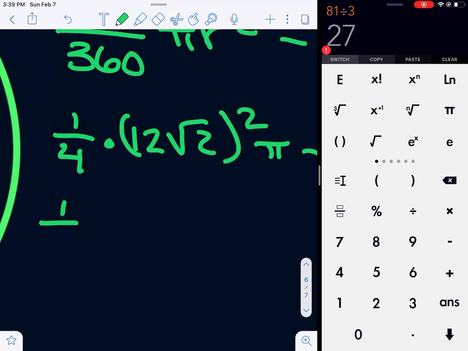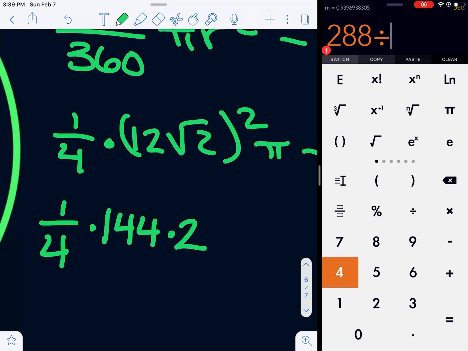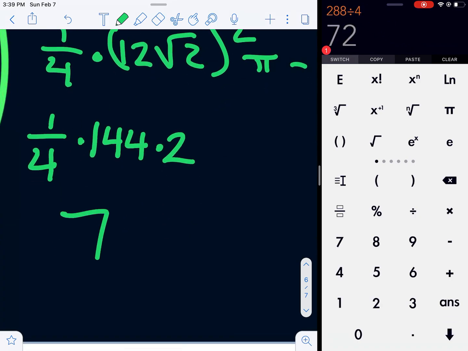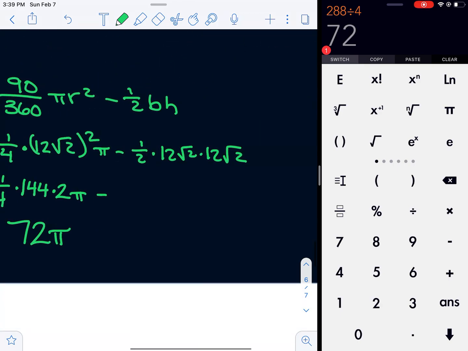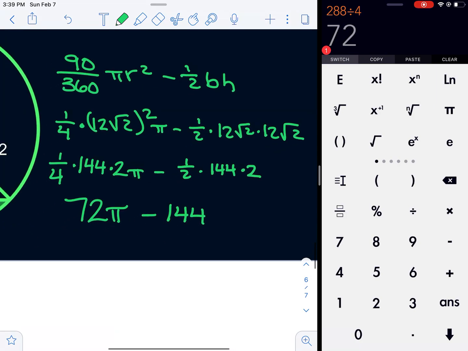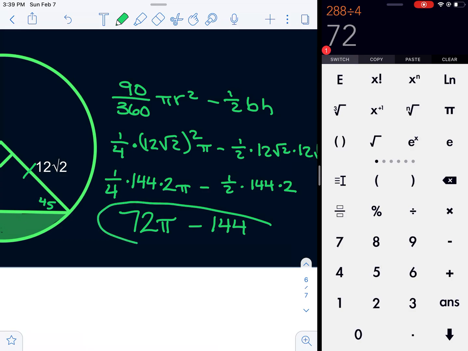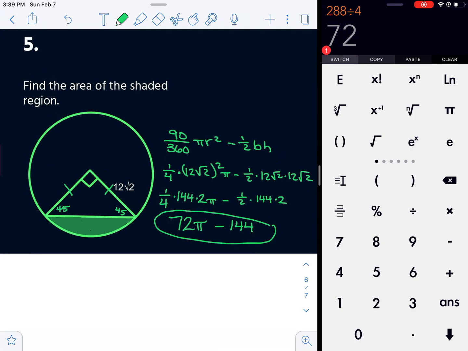Square root 2 squared will be 144 times 2. 288 divided by 4, I get 72 pi. 12 times 12 is 144. Square root of 2 times square root of 2 is 2. The 1/2 and the 2 cancel out, and I get 144. One has pi, one does not, so they are not like terms, so I get 72 pi minus 144.